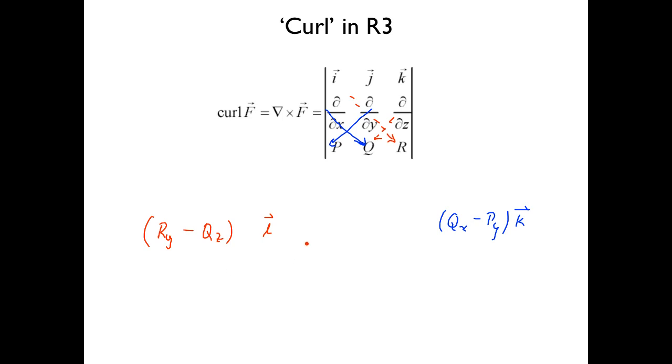And so the last one, we won't do the geometry of it. We'll just write it down now. Okay, so it's going to be plus, now j, right? So it's going to be partial of p with respect to z. So going down this way, right? Minus r with respect to x. And that's the curl.